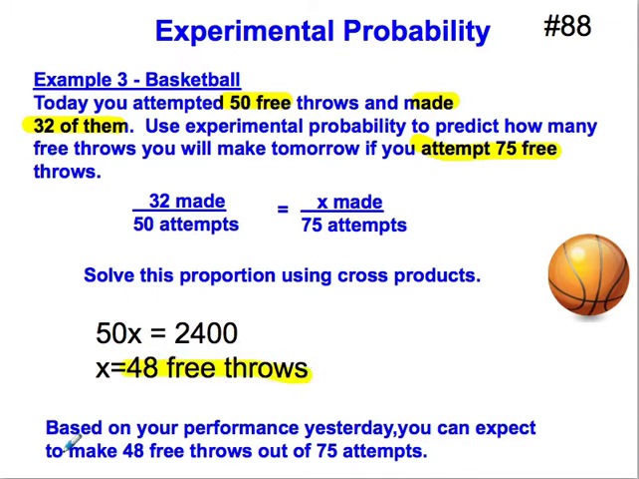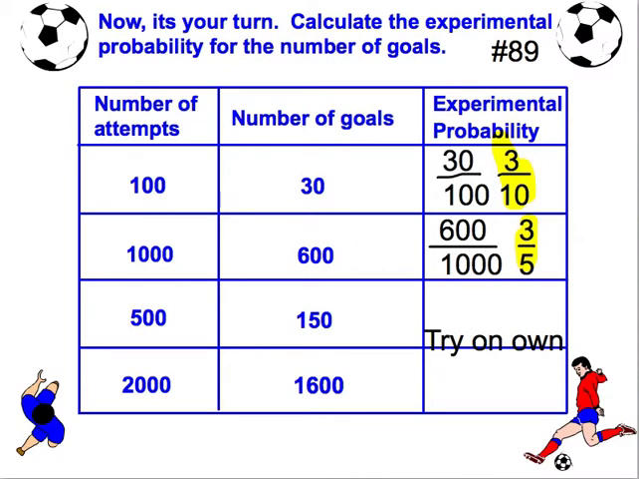This slide gives us a chart about the number of goals that we've made out of the number of attempts. The question's just asking you to find the experimental probability. So I've done the first two for you, and you're going to do the next two on your own. So the favorable is the goals, the total is the attempts. 30 over 100 is the experimental probability, which reduces to 3/10. For the second one, 600 over 1000 is the experimental probability, and that reduces to 3/5. Please try the other two on your own.